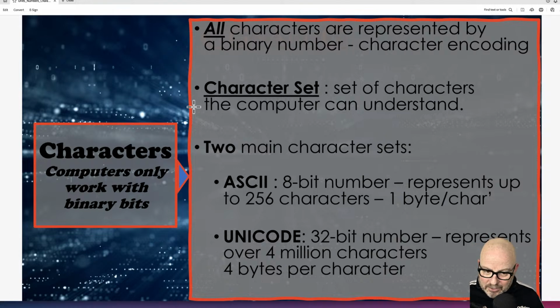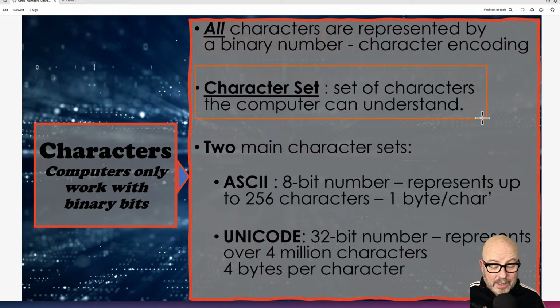Imagine you're sat there and they say, what is a character set? Do not start talking about Unicode and ASCII. That's not what they want. If they say, what is a character set, your magic phrase to get yourself 1 mark or even 2 is to say, it is a set of characters the computer can understand. So that answers the question.